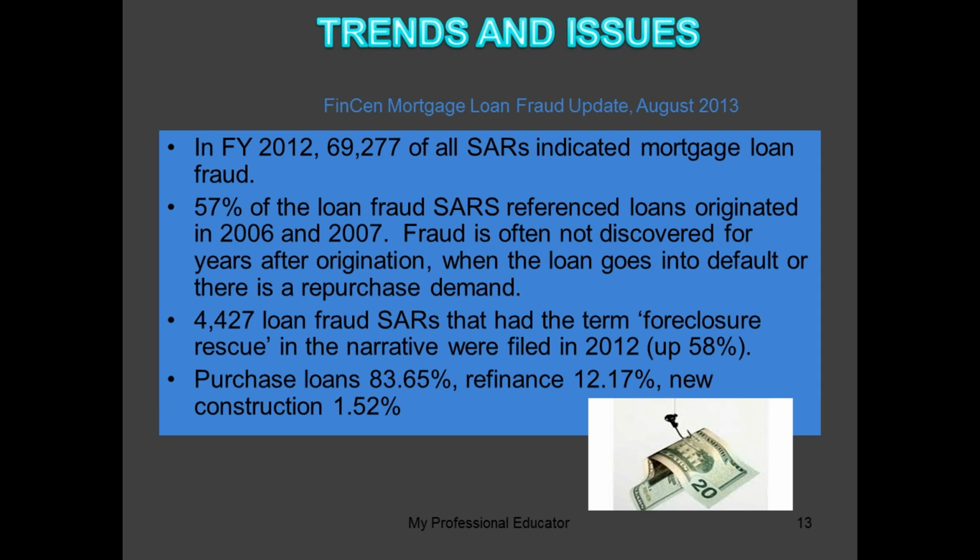In 2012, almost 70,000 of all SARs reported had to do with mortgage loan fraud. Most of the loans referenced originated in 2006 and 2007. Obviously, as I said before, it's often not discovered for years after origination. So that's why there's a lag.